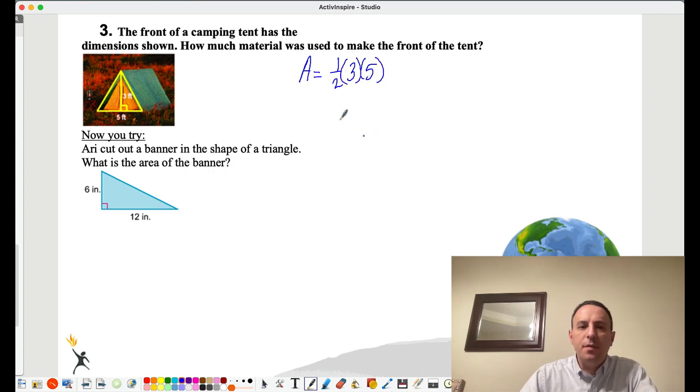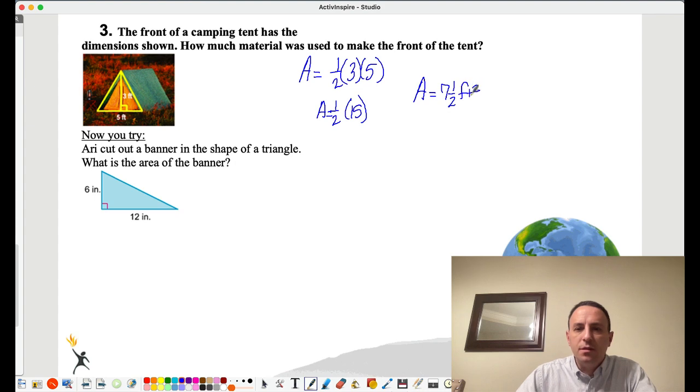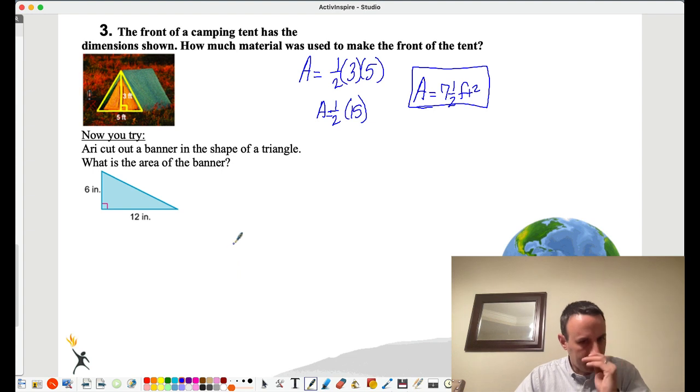So we can set this problem up. We can either say area is 1/2 of 15, or we could split them up any way we want, but it really doesn't matter. Any way we multiply, the commutative property allows us to do the path we want. So area in this case is 7 1/2 feet squared. That's how much we need to fill out that tent. All right, your turn to figure out the banner for Ari, how much paper he would need.